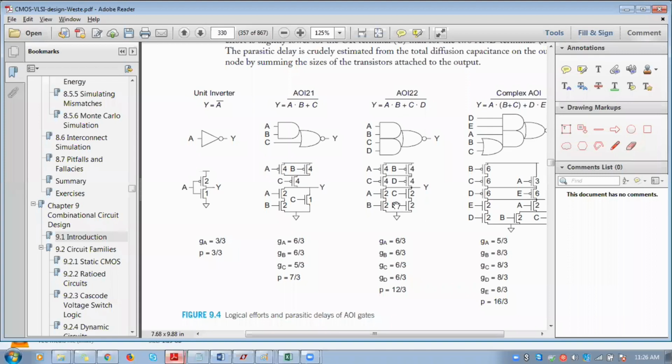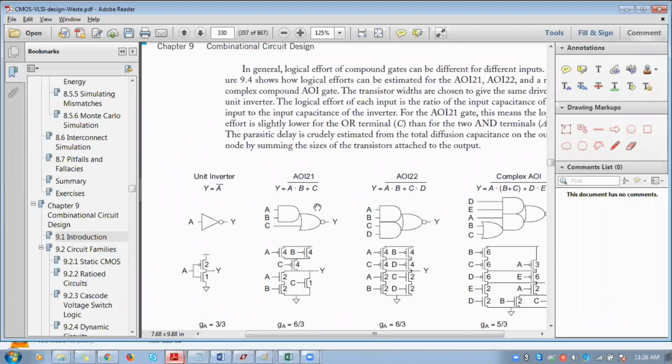If you see in this case, Y is directly connected to C and D of PMOS and A and C of NMOS. So 4 plus 4 plus 2 plus 2. So 4 plus 4, 8, 10, 12. So 12 by 3 will be the parasitic delay.